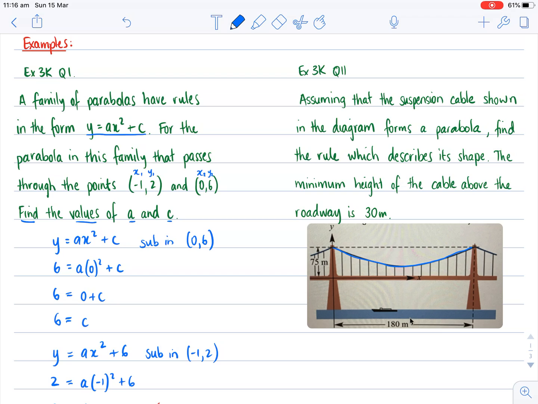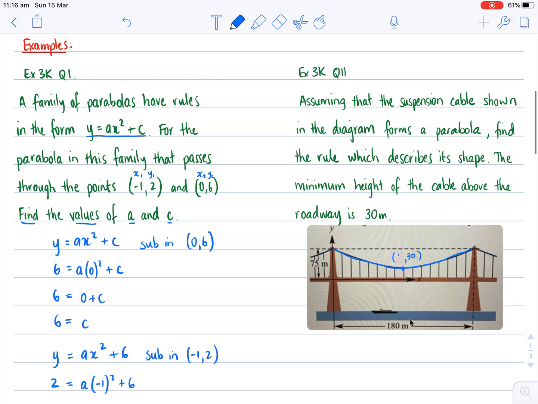The minimum height of the cable above the roadway is 30 meters. So my minimum height will be here, and it will have a height of 30 meters. So my y value will be 30. Now, because it's a parabola and it's symmetrical, the x value must be 90 because it has to be half of the 180 meters.